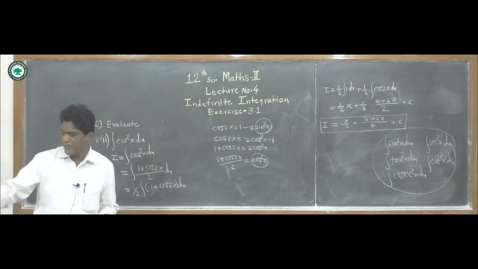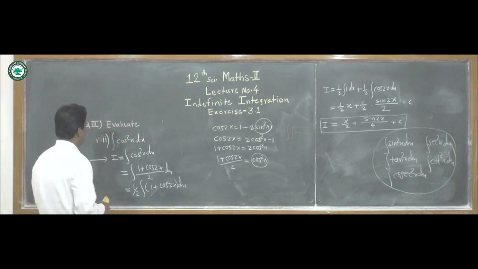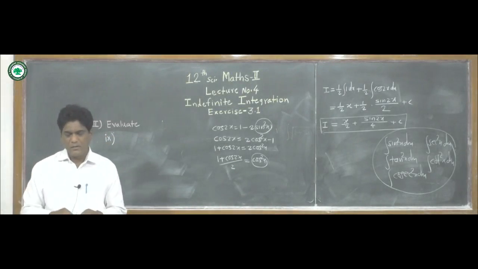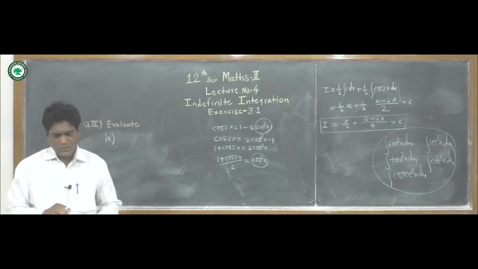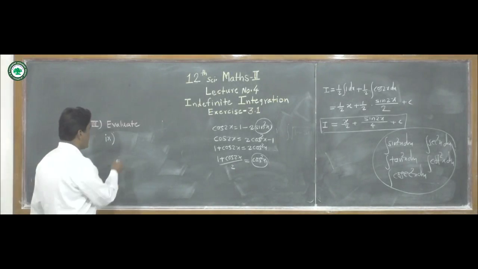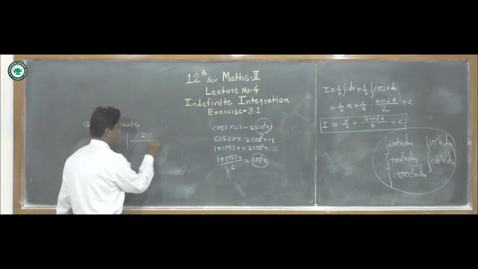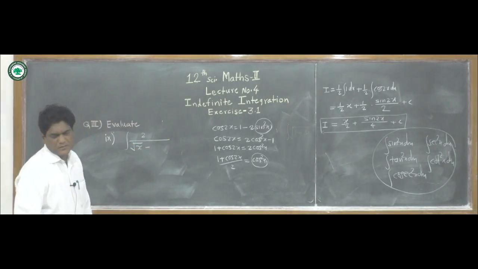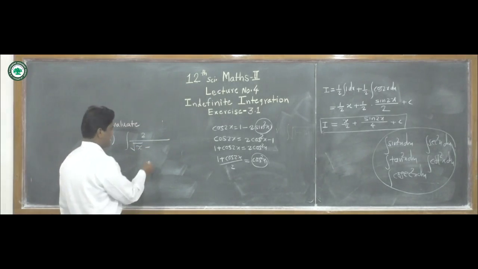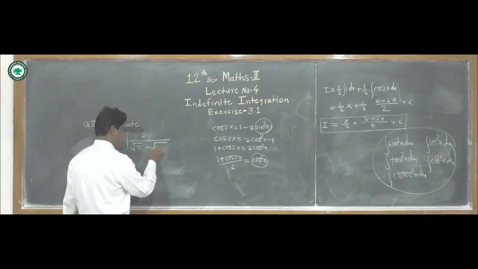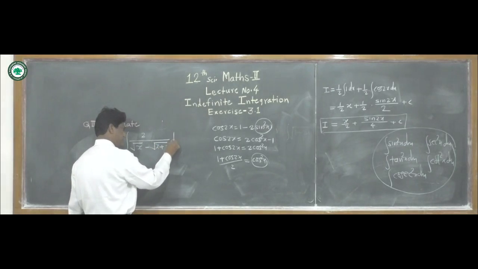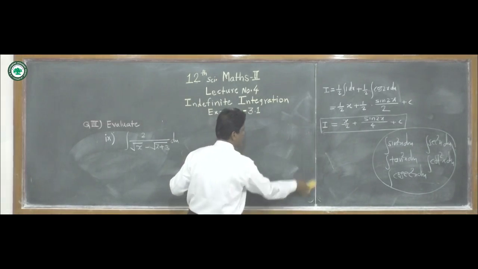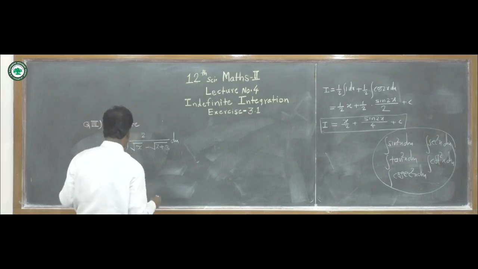Now the next problem we see here, the ninth problem: the integration of 2 upon root of x minus root of x plus 3, dx. Firstly we call this I. So I is equal to, we call the given problem I.